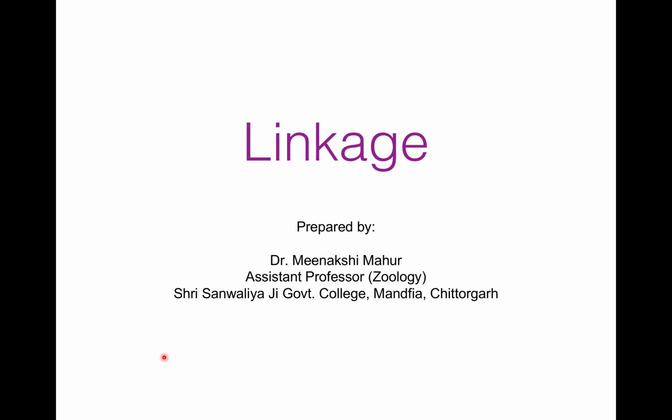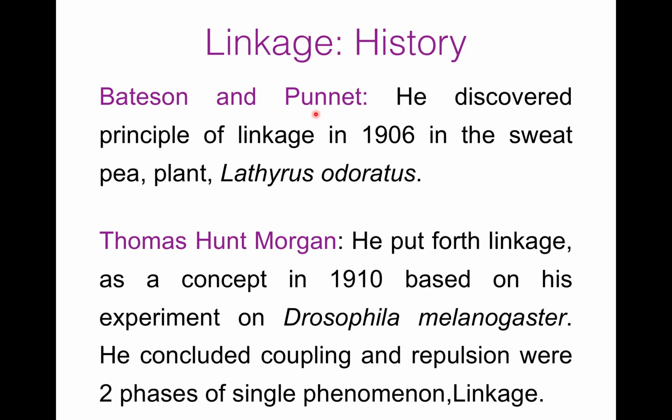Today my topic is linkage. Bateson and Punnett discovered the principle of linkage in 1906 in the sweet pea plant, that is Lathyrus odoratus. But linkage as a concept was given by Thomas Hunt Morgan in 1910. It was based on his experiment on Drosophila melanogaster. He concluded coupling and repulsion were two phases of a single phenomenon, that is linkage. I will explain what coupling and repulsion are in later slides.